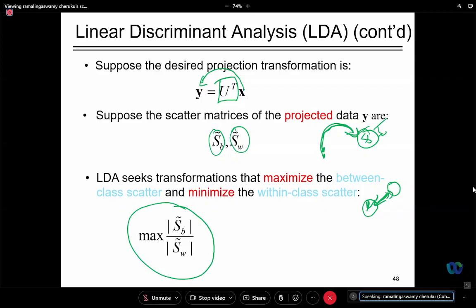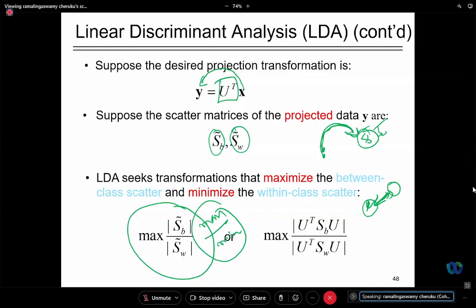So the between-class scatter you have to maximize and SW tilde you have to minimize. Overall you have to maximize this, which is nothing but U transpose SB U over U transpose SW U. In both the upper and lower parts, you multiply with U transpose on the left side and U on the right side. Now let's see how this turns into an eigenproblem.